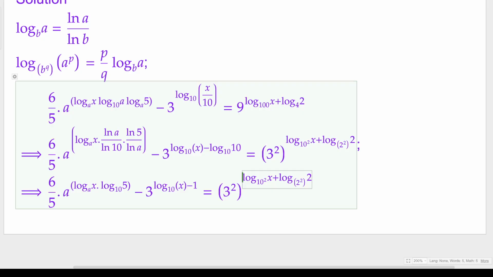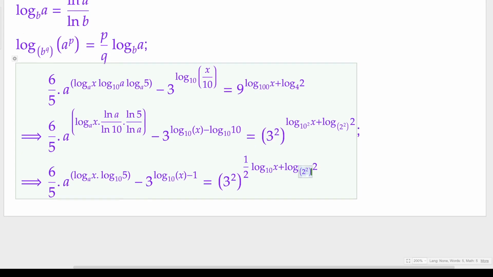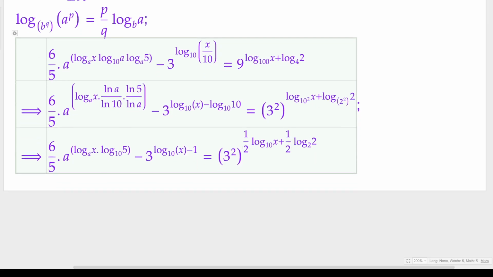So instead of this one, I can write 1 by 2 here, and this I can write 10 as it is. Similarly for this 2 square, I can write base 2, and this will be 1 over 2. Now from this one, I'll proceed to the next step.